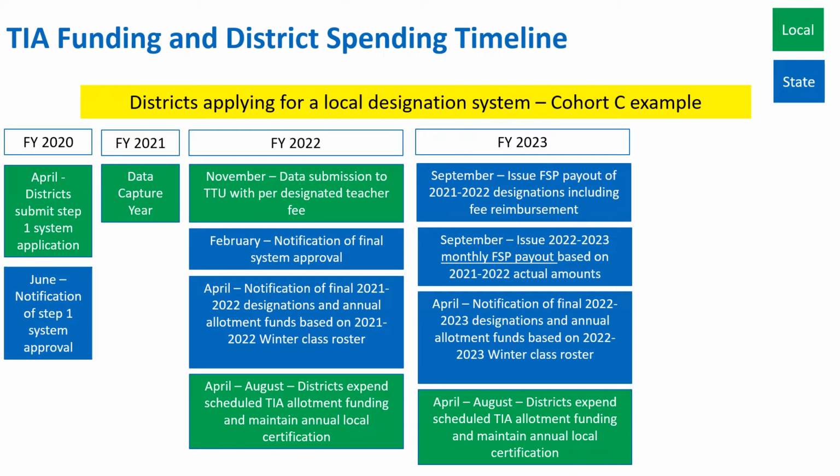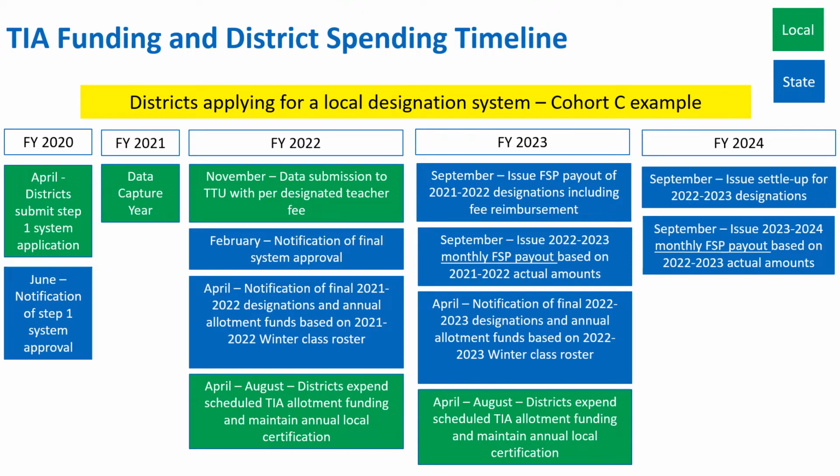Also in September, they would begin receiving their monthly FSP payout for 2022-2023 based on prior year actual amounts. Then in April of that year, they will be notified of their final 2022-2023 designations and their annual TIA allotment based on that year's winter class roster data. Similar as the year before, they will then be expected to expend all the funding prior to the end of August.